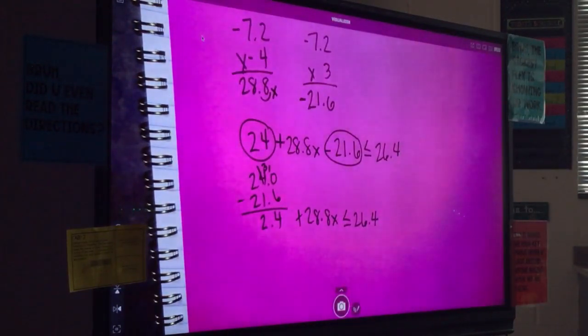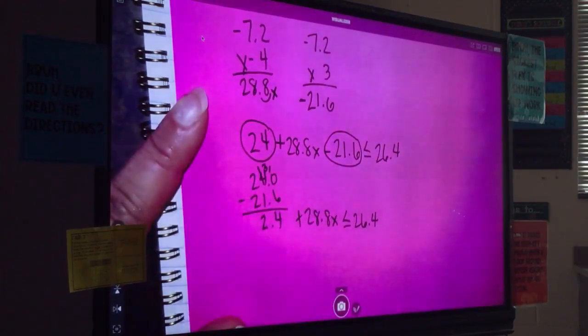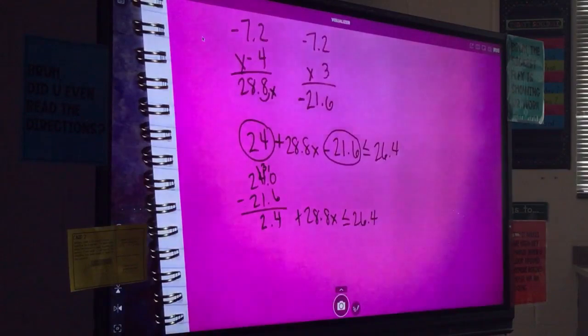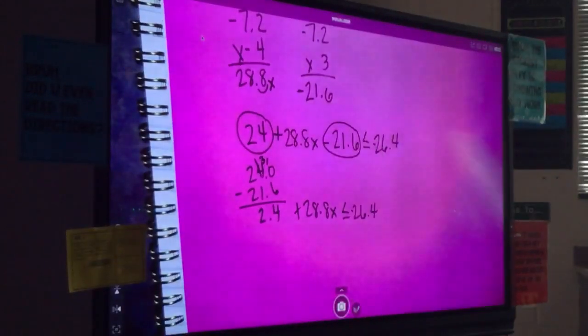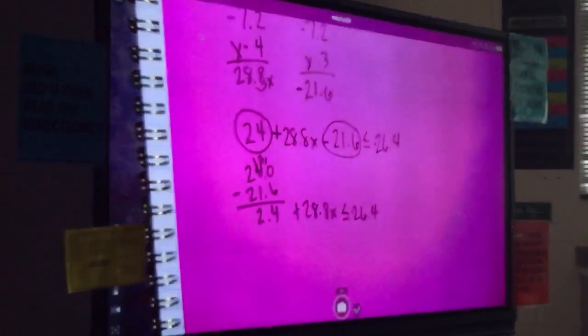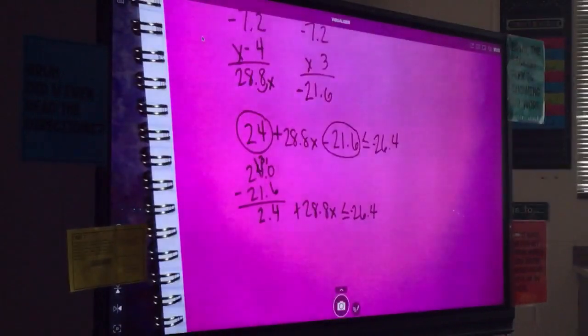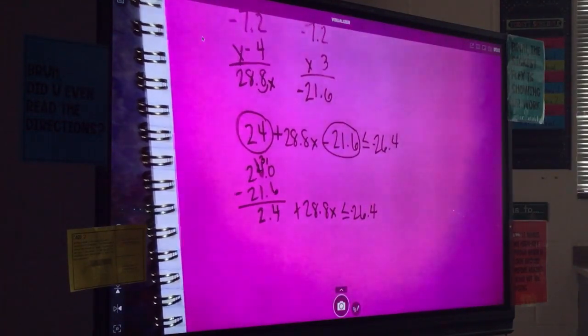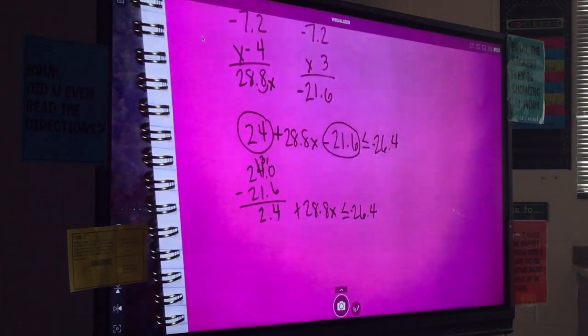From here, what do I do? Ben? Subtract negative 26.4. Sorry, it should be negative. But no, you're not subtracting that, because we're just solving for the variable. So again, step 1 is always distribute. Step 2 is always combine like terms. What's step 3? Isolate the variable. Okay, and that's what we're doing. So within step 3, what is that first step to isolating the variable?